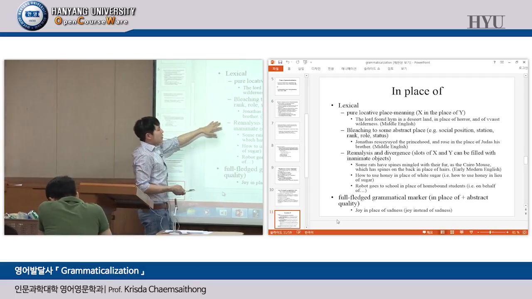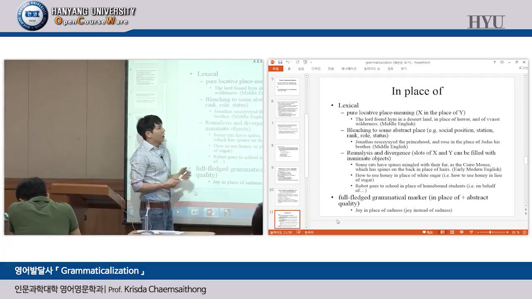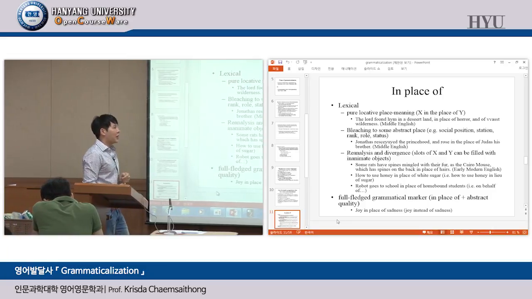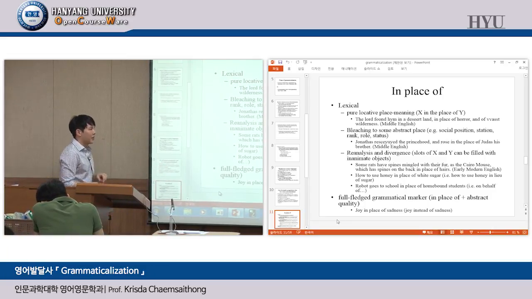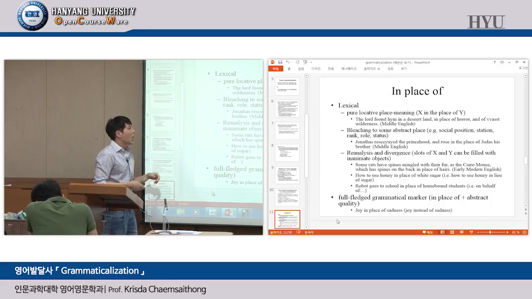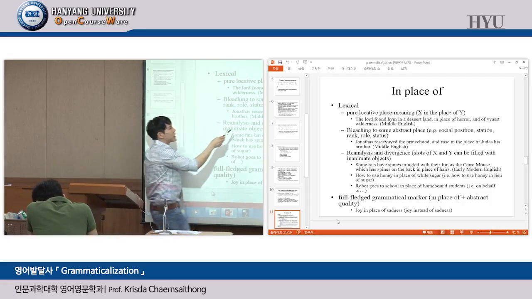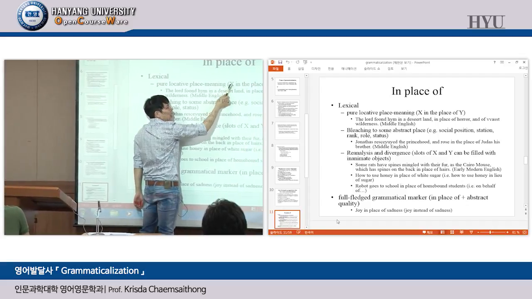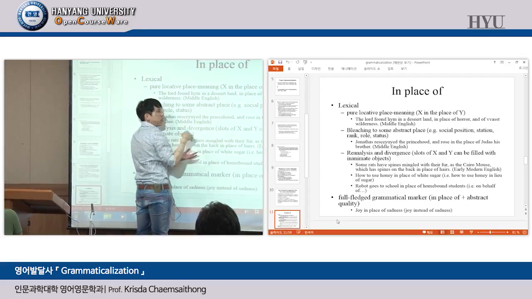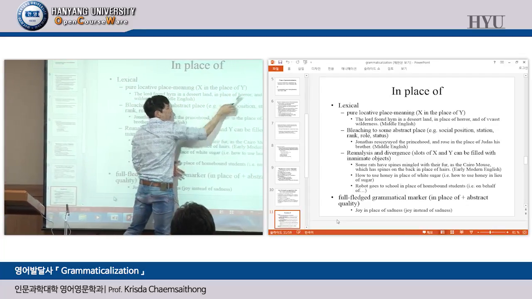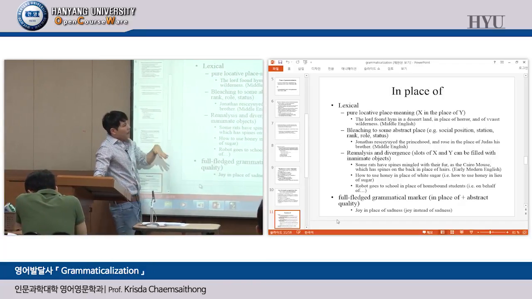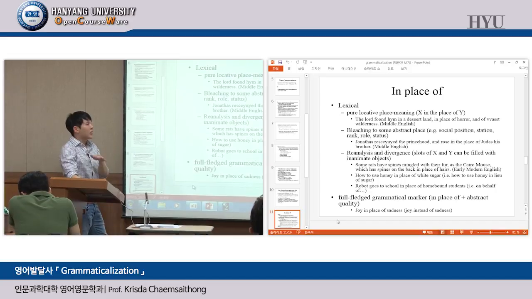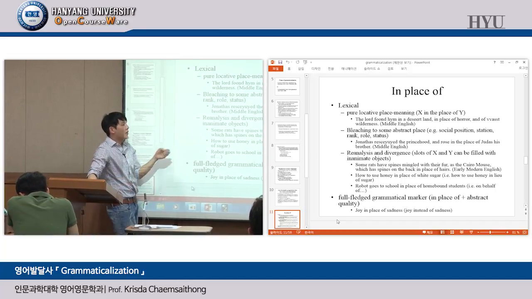And then there's reanalysis and divergence. Slots of X and Y can be filled with inanimate objects. So the first instance you saw is where you have X, usually a human being, in the place of something. However, when it became grammaticalized more and more gradually, slots of X and Y can be filled with anything.